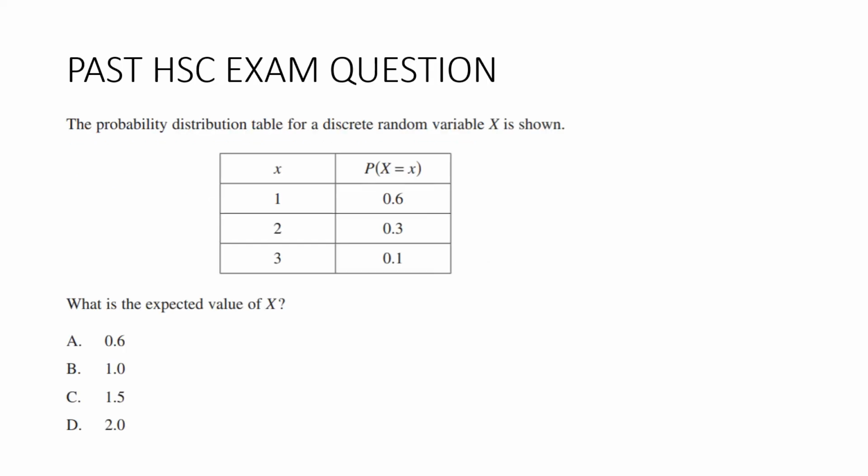Here's a past exam question. The probability distribution table for a discrete random variable x is shown. What is the expected value of x? So again, all we do is 1 times 0.6 plus 2 times 0.3 plus 3 times 0.1. So I've got 0.6 plus 0.6 is 1.2 plus 0.3 is 1.5. So our answer is C.